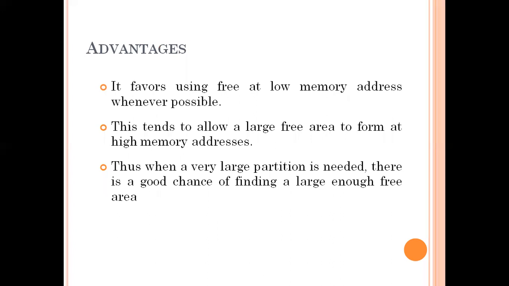What are the advantages of first fit? It favors using free area at low memory addresses wherever possible. So if the first partition size is 1600 bytes, the second partition size is 2500, and job one has to be allocated whose requirement is 1200, then the first partition itself is enough, so we will allocate that partition. This tends to allow a large free area to form at higher memory addresses. So when a large partition is needed, there is a good chance of finding a large free area in this technique.